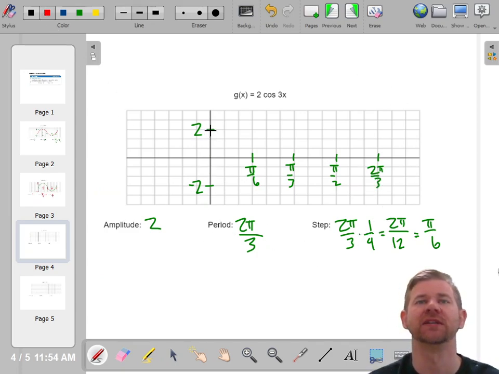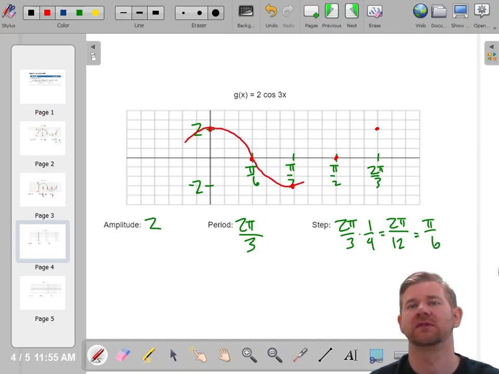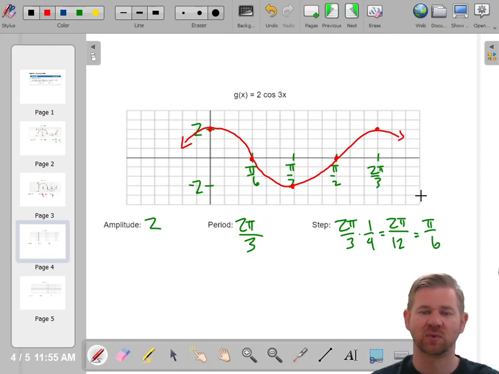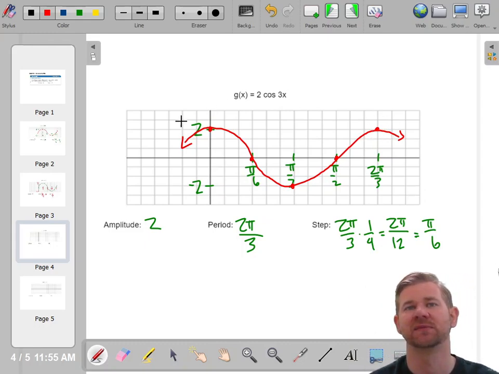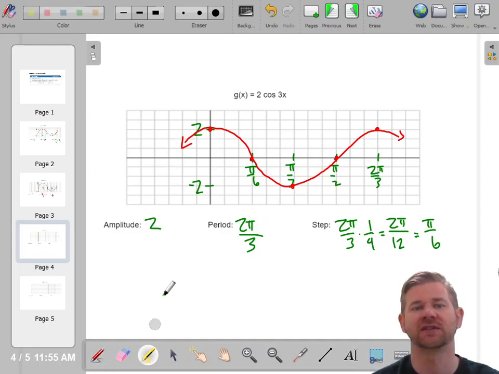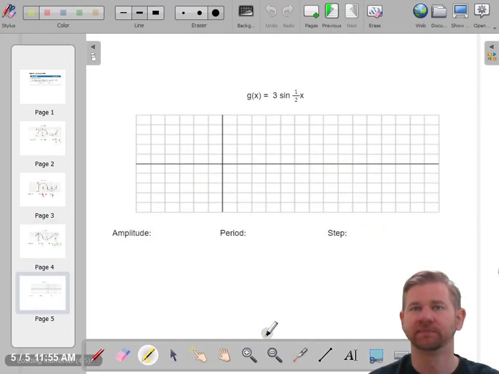So remember, cosine starts here at the top, then it goes to the midline, and then it starts to look like a normal sine function. So a smooth curve. My suggestion for cosine is draw the tails for it turning around, and it makes it more apparent that it's turning around because this is one of those maximums. Again, this is a sine function that's just starting in a different place. It would look like that or a sine function. Okay. Let's do one more.